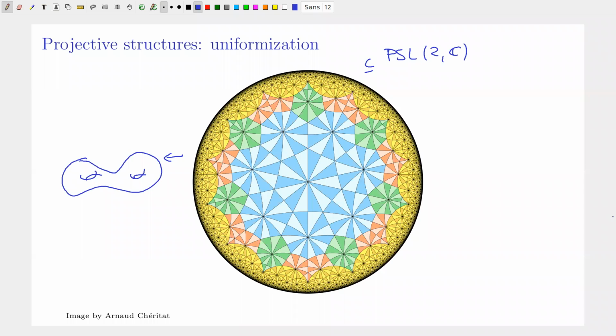So these are one kind of examples, and the uniformization theorem tells you that every higher genus curve admits a projective structure such as the ones I described. Okay, but these are not the only projective structures. All the structures given by quasi-Fuchsian groups also give projective structures.